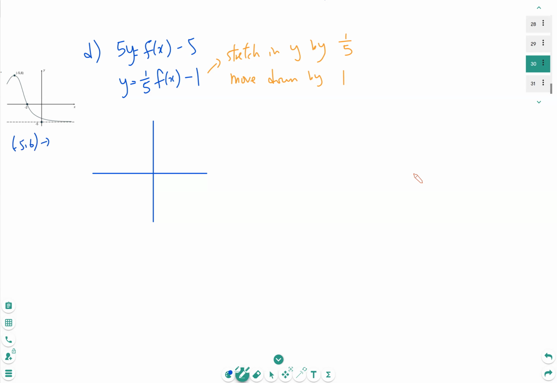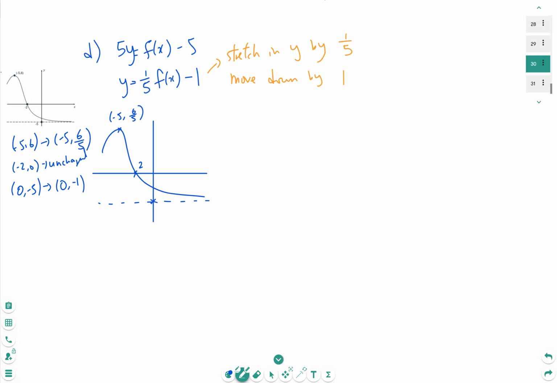So minus 5, 6. If you would like to do some of these jottings, you can. Okay, 6 times a fifth is 6/5. Minus 2, 0, and change. Minus 5, that one. 0, minus 5 becomes, when you times a fifth, 0, minus 1. So therefore, it will look like that. Now, there are some key numbers. This one is minus 5, 6/5. This point is still 2. This point here is minus 1.